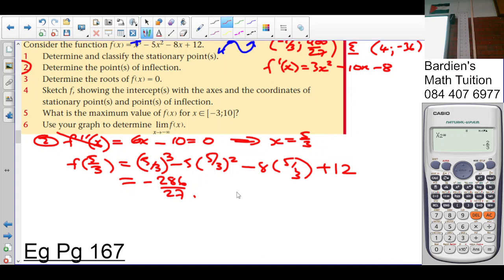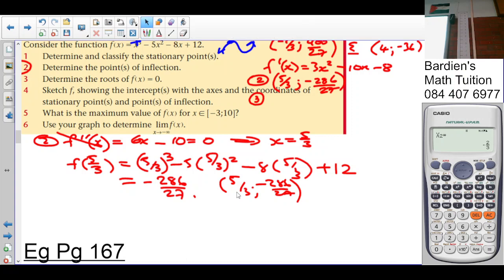So that's your turning points. The point of inflection was 5 over 3 and negative 286 over 27. Don't forget to write it in coordinate form. Okay, don't forget to write in coordinate form. So that was the question.